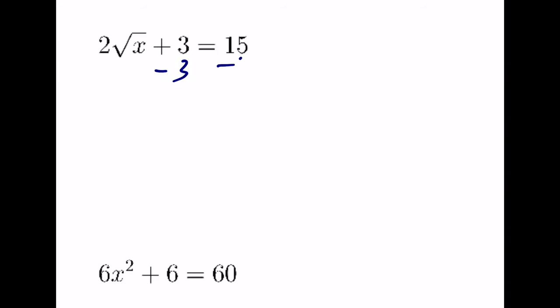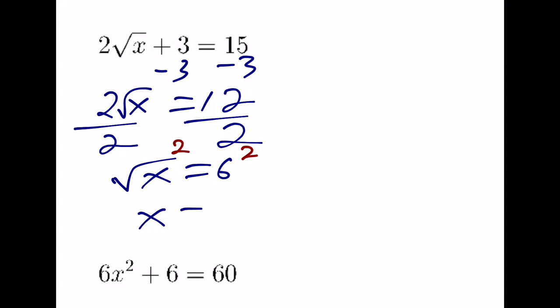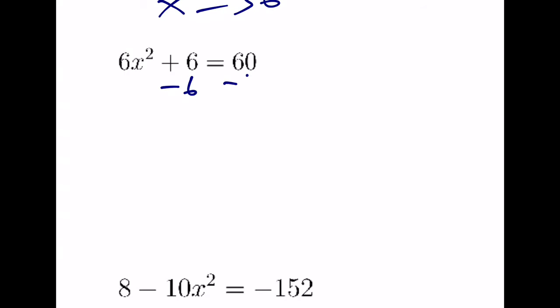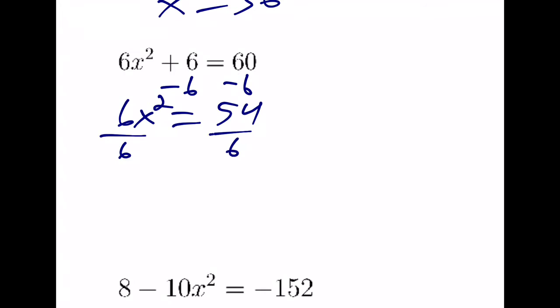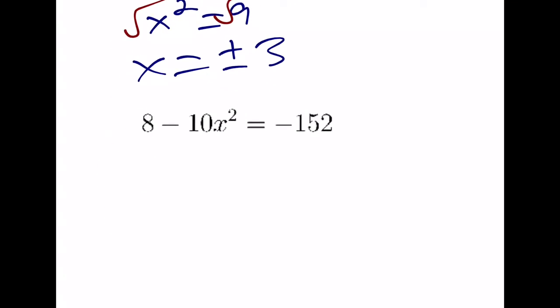Here we subtract 3 from both sides. We get 2 root x is equal to 12. We divide by 2. We get root x is equal to 6. When we square both sides, we end up with x is equal to 36. Moving down, I subtract 6 from both sides. I have 6x squared is equal to 54. When I divide both sides by 6, x squared is equal to 9. When I take the square root of both sides, x can either be positive 3 or negative 3.